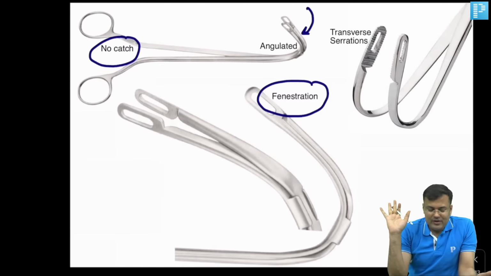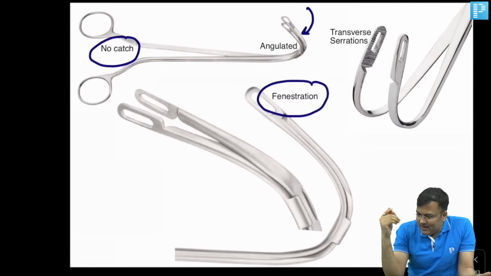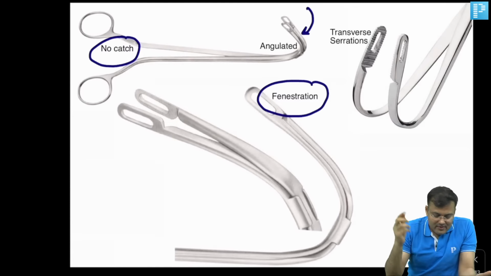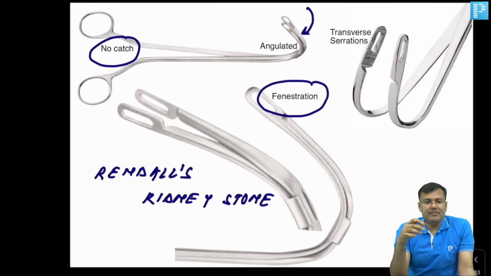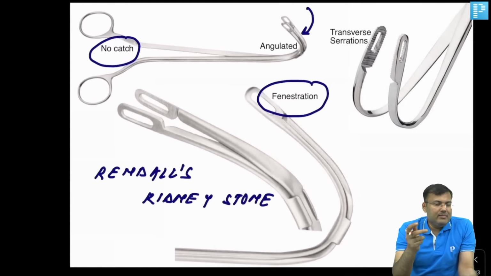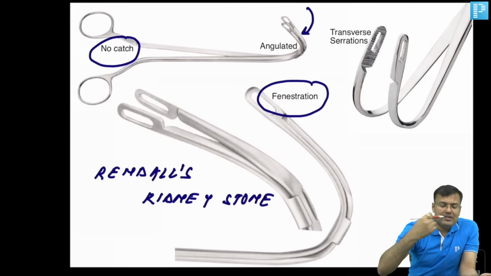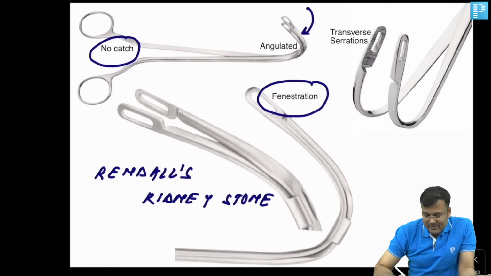Now, tell me the name. Let me see who is the genius over here. This is not for CBD stone. This is for kidney stone. So, tell me the name guys. The name is Rendall's kidney stone forceps. Yes, Desjardins is for CBD. In CBD also there is angulation, but this much angulation is not there. In Rendall's multiple angulations are there. So this is Rendall's kidney stone forceps.